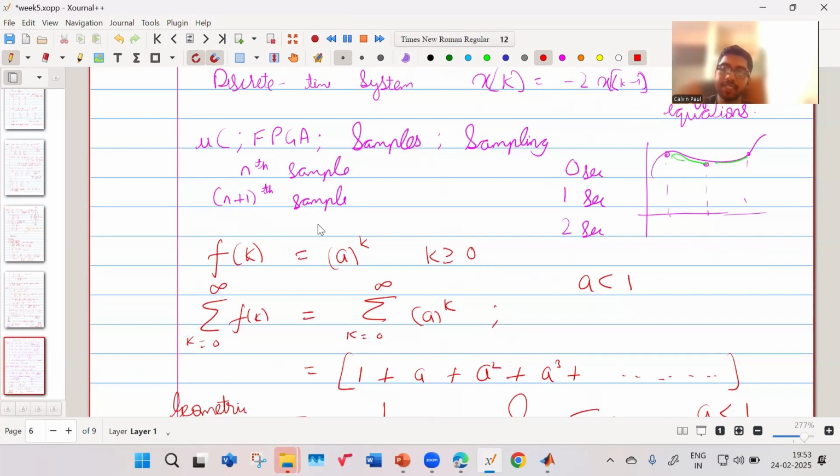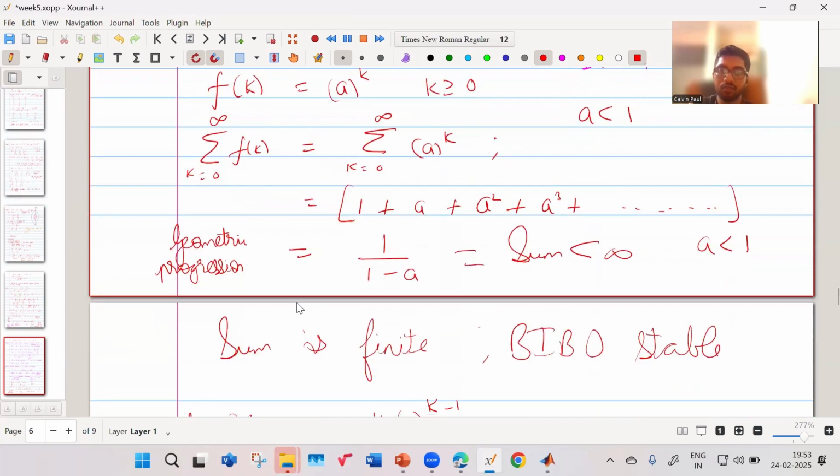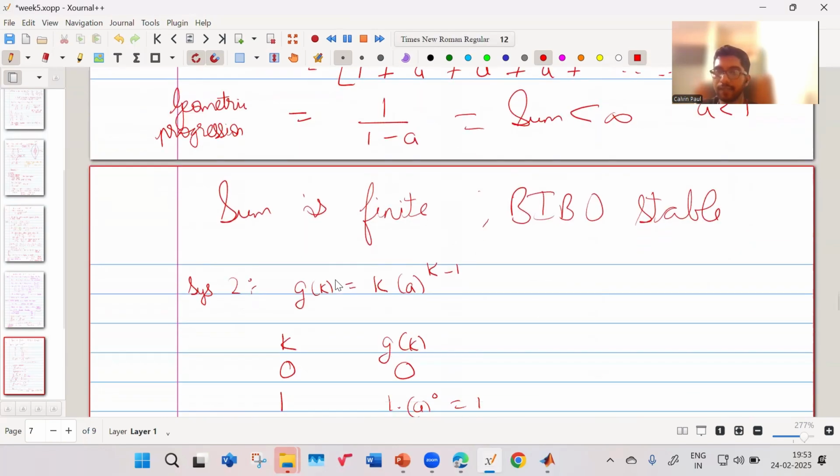But in discrete time, we find the sum of the impulse response. Okay, so that sum is found out. And since it's a geometric progression, we can easily find it to be 1 upon 1 minus a.